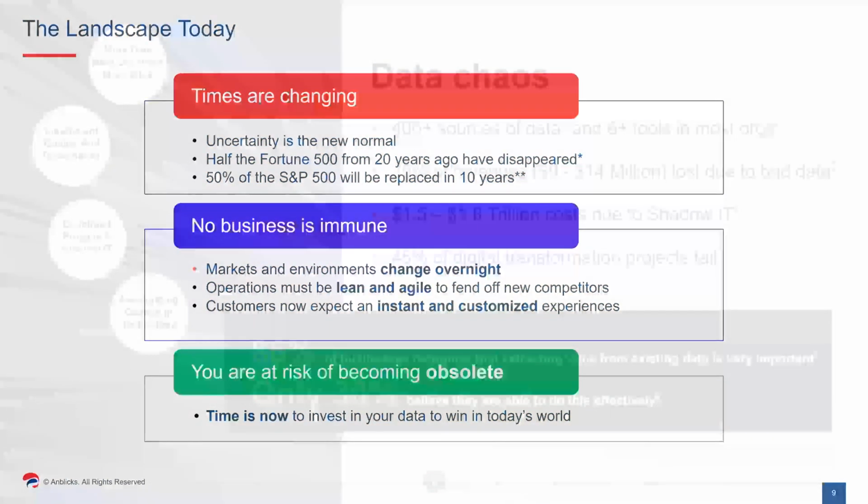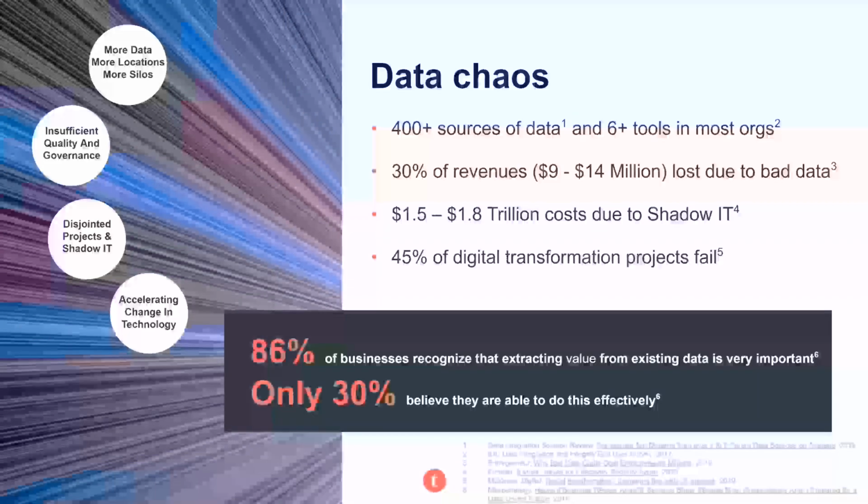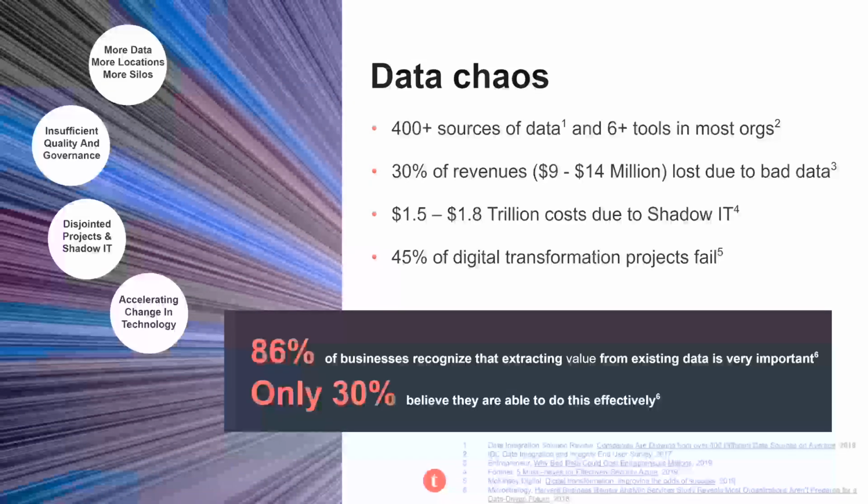So what's stopping companies today? It is the data chaos that they have. Many companies have more than 400 sources of data, and many of them have more than 6 tools in the organization. What does that mean? It's very messy. Data is in silos. They have so many silos in the back end that is preventing them from getting the most out of their data. Many companies are realizing that data is very important, but only 30% actually believe they can do this properly.